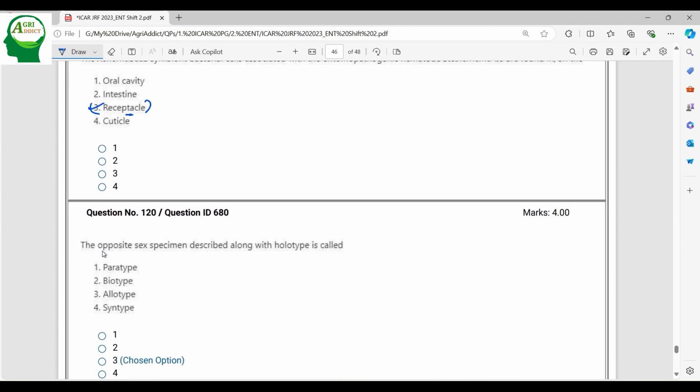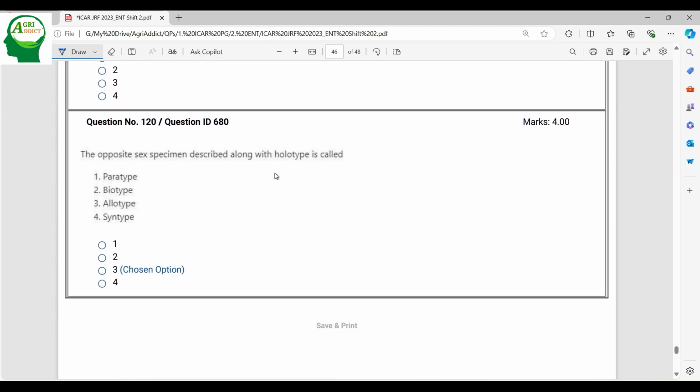Then the next question: the opposite sex specimen described along with the holotype. The opposite of holotype is allotype. Simply, the opposite of holo is allo. If you want to know more about type specimens, like holotype, allotype, paratype, there is a video in the AgriAddict Entomology playlist by Saurabh Chakrabarty. There you can understand the type concept of insect taxonomy in a very simple way. Just go through the video once, and all your confusions will be over.